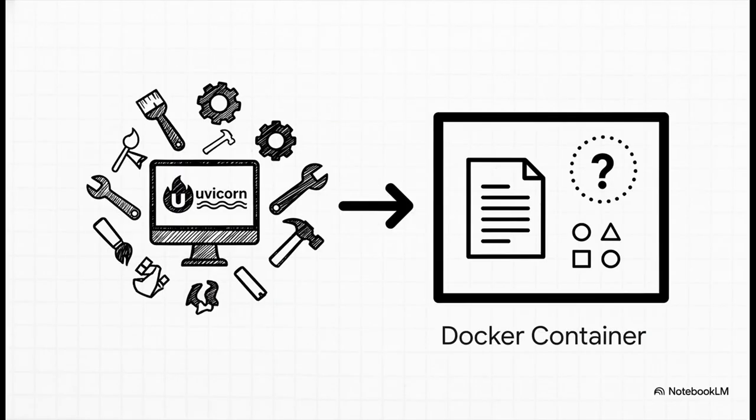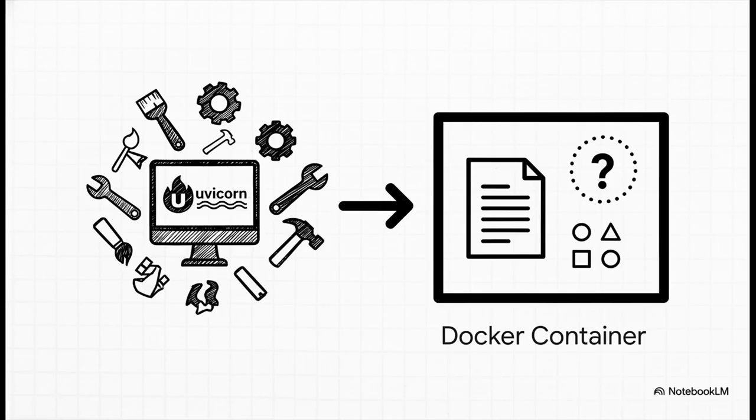And it turns out the real problem was hiding in plain sight. We had Uvicorn installed globally on our machine, so we just never noticed that we forgot to add it to our project's actual dependency list. So when Docker built the container, it installed all our listed dependencies. But since Uvicorn wasn't on the list, it never got installed.